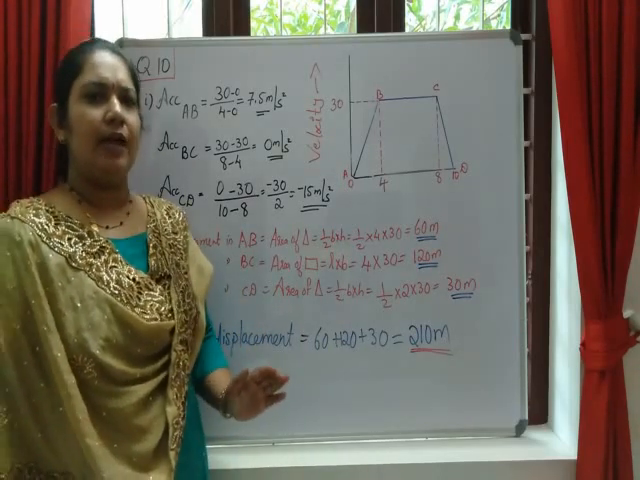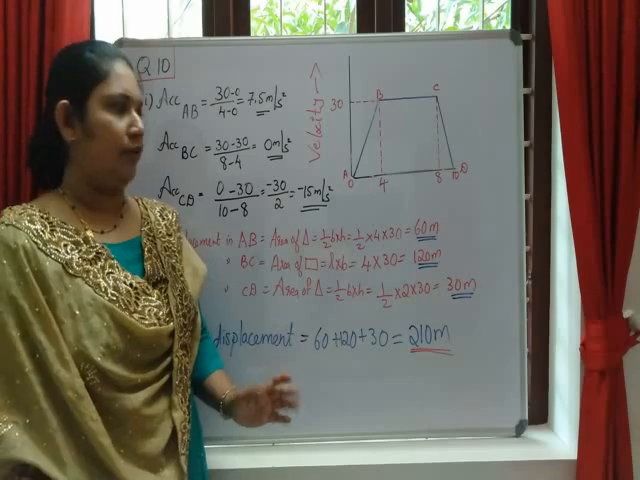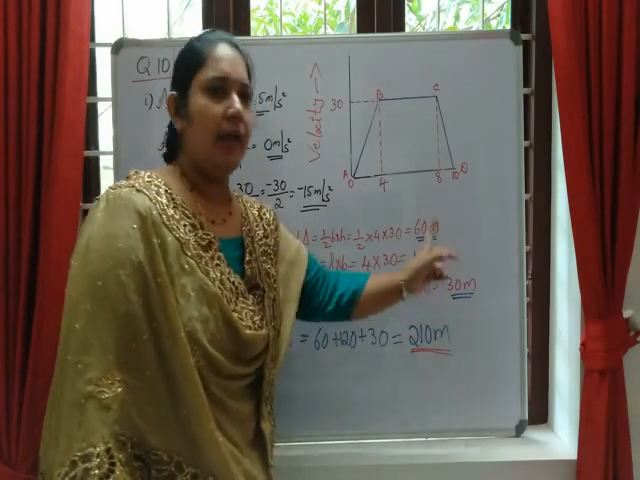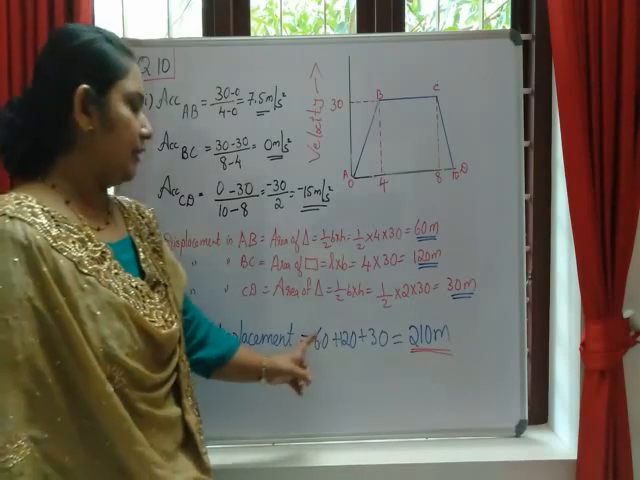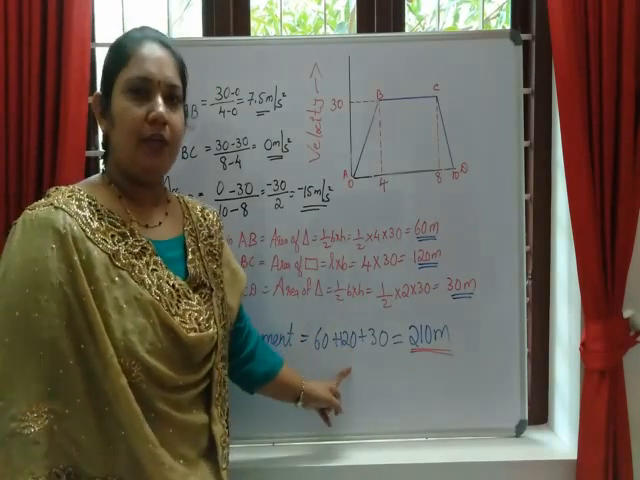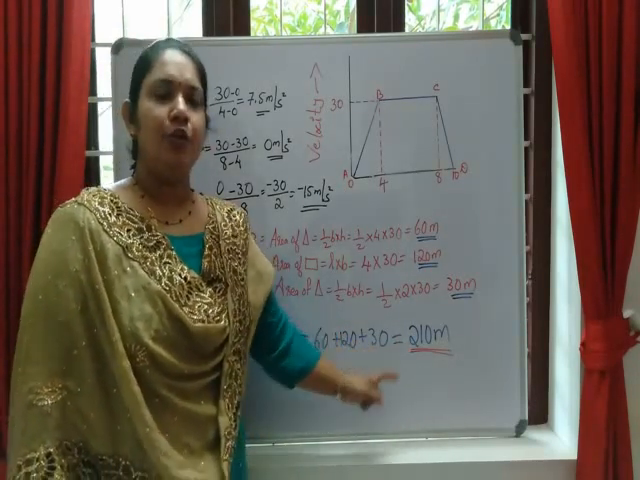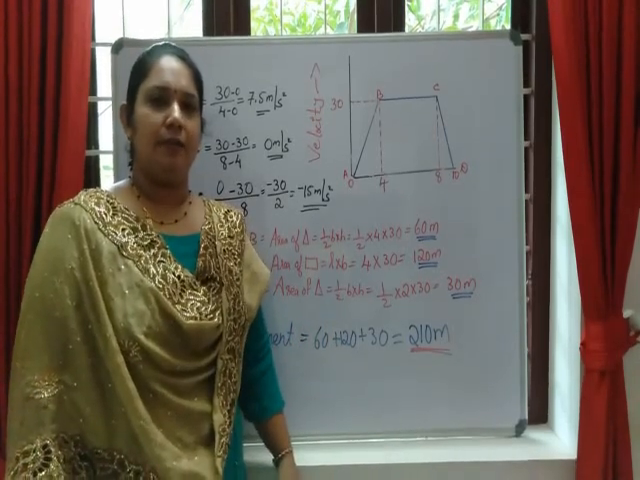The third sub question is to calculate the total displacement. Just add all the three and you will get the answer. Total displacement of the body is 60 plus 120 plus 30. You will get the answer 210 meter.